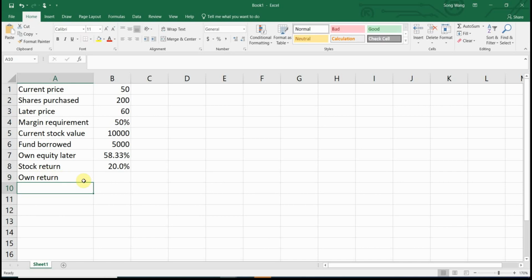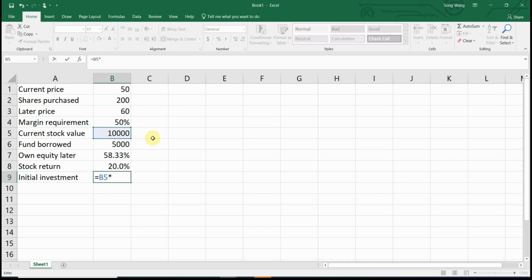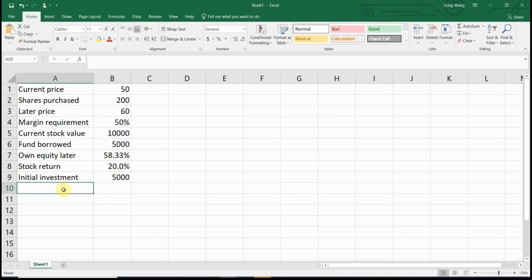Okay, so you need to first get to know what is your initial investment. All right, your initial investment is the current stock value times the 50%. Not 1 minus 50, but 50. So that's your own cash you put into this investing business. All right, and then your own return is whatever this base investment generates.